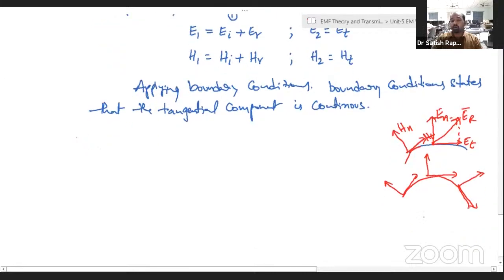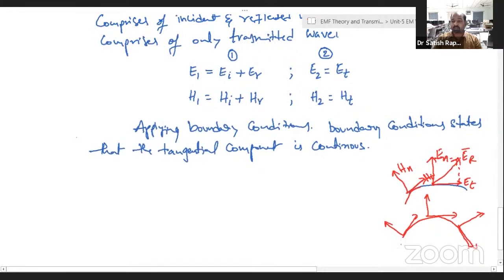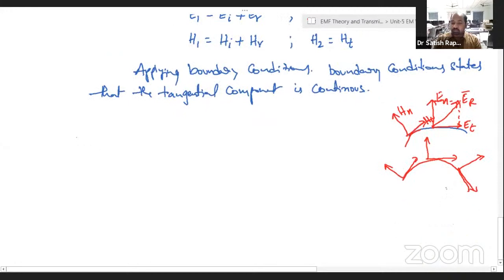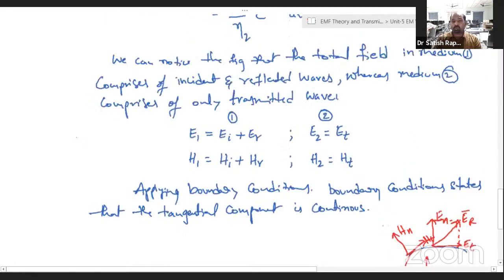So therefore boundary conditions say that the tangential component is continuous, right? Continuous in the sense what? Let us say this is the boundary as we have assumed above. So the boundary is at z equal to 0, right?